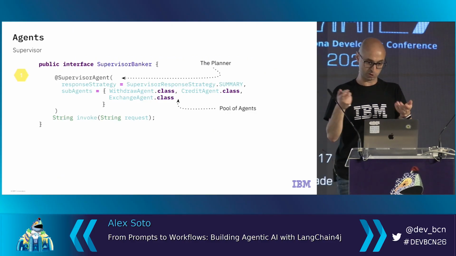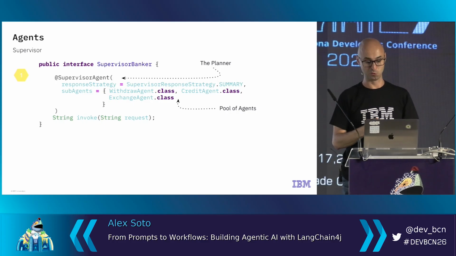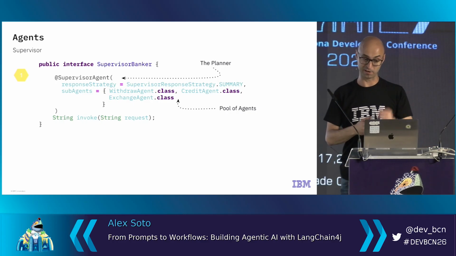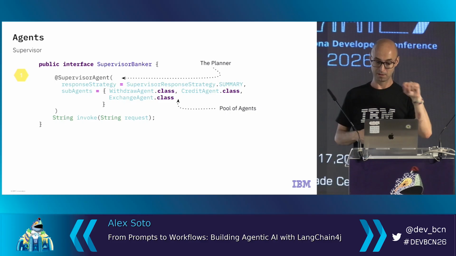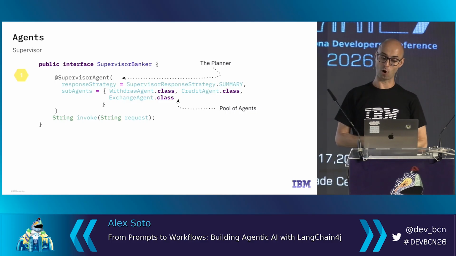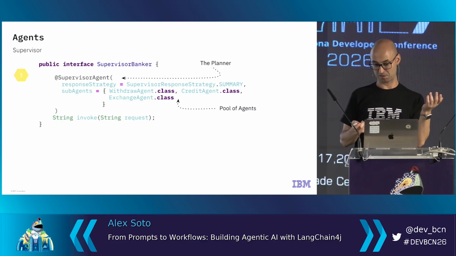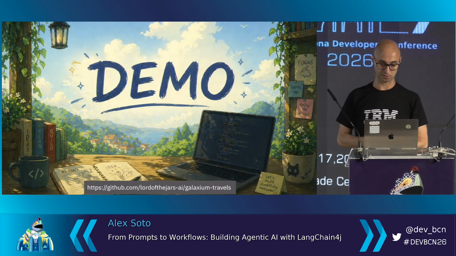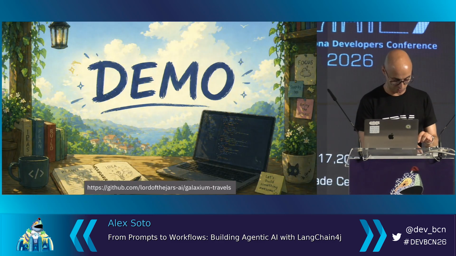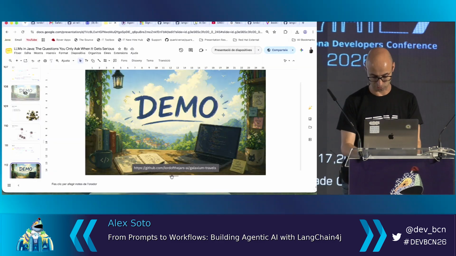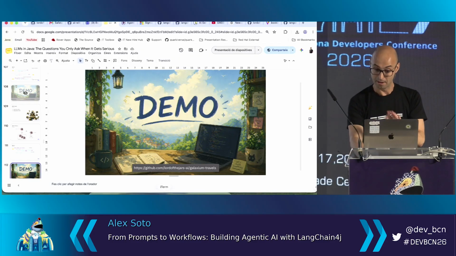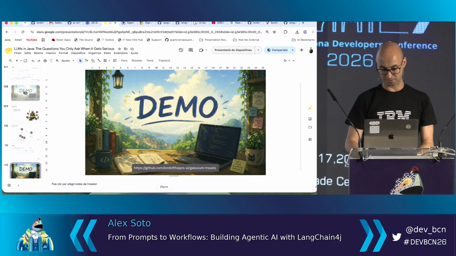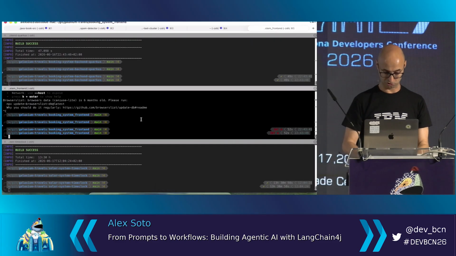And to do the supervisor agent, you only need to use this supervisor annotation. Again, interface, supervisor agent. I put the list of agents. Here in this case, I put a method, and that's all. And now let me show you an example that shows all these things. Here is the link. You can run it on your own. I have not started this project yet. You see that it's super easy.